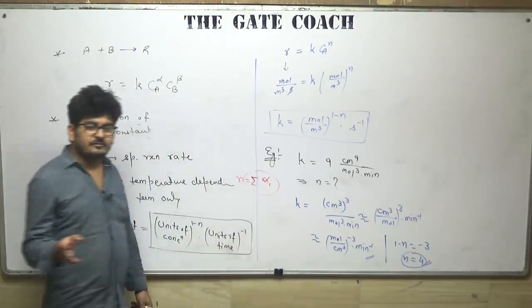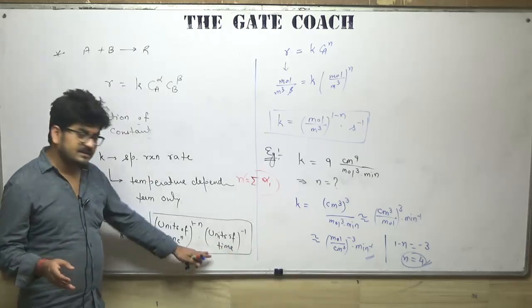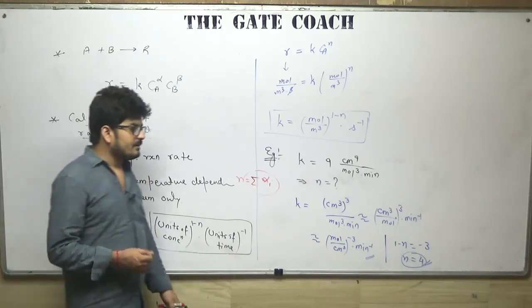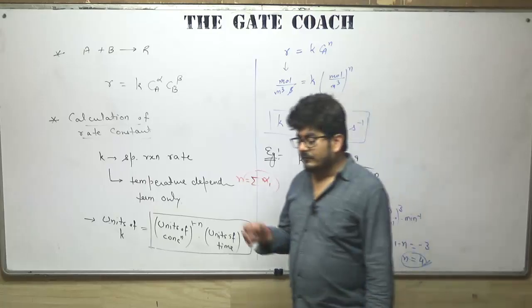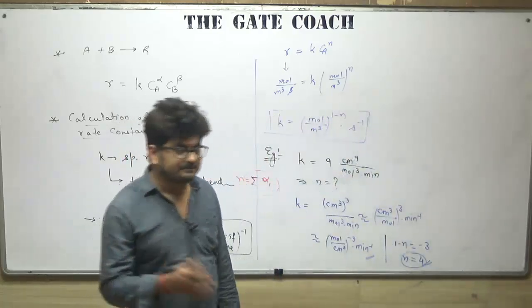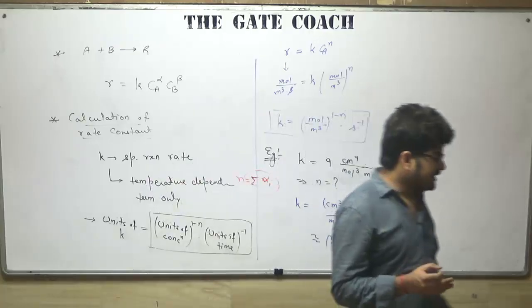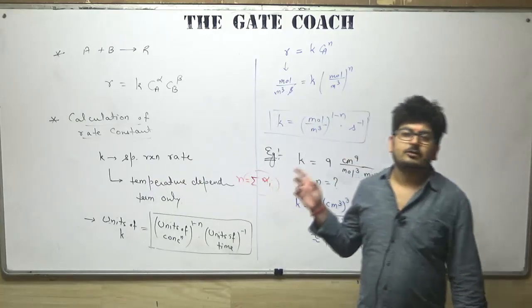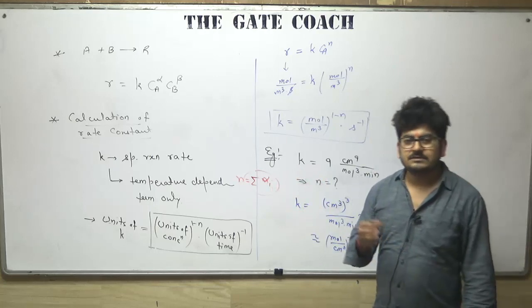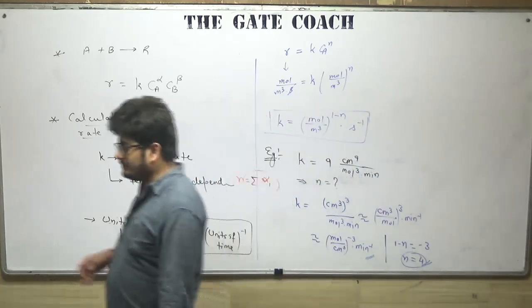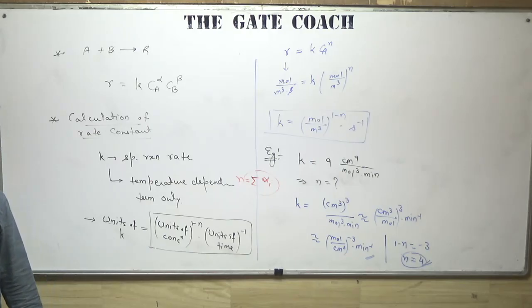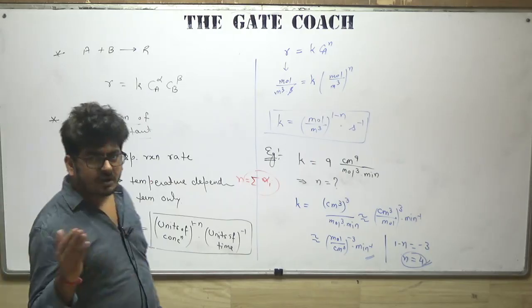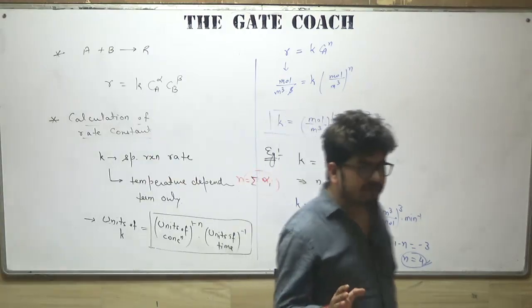My question is, as we know that the units of rate constant K can be represented by this expression. Okay. So guys, tell me, for which order of reaction will the rate constant K be dimensionless, means unitless? Sorry, dimensionless and unitless are two different things. The question is, for which order of reaction will the rate constant K be unitless?